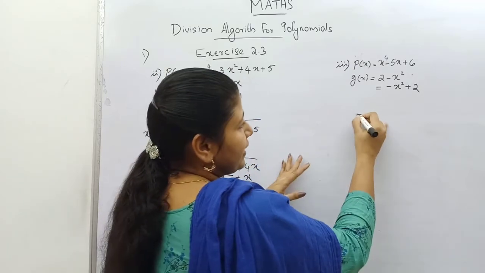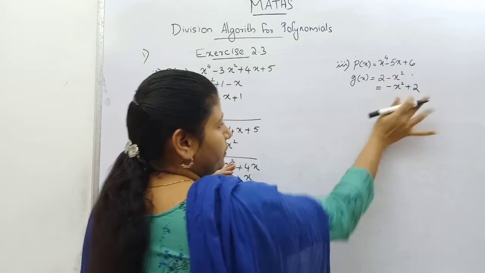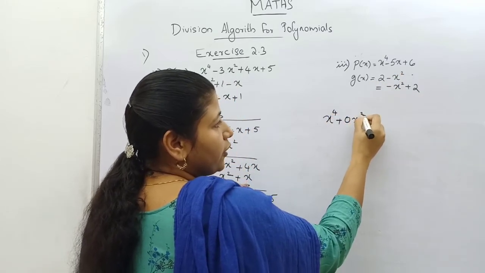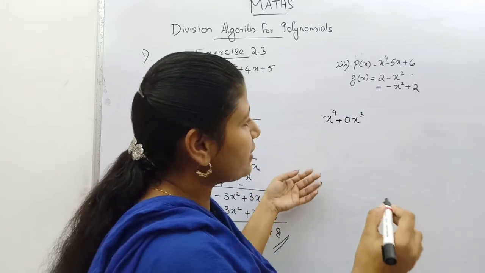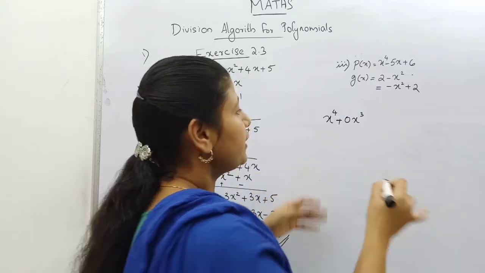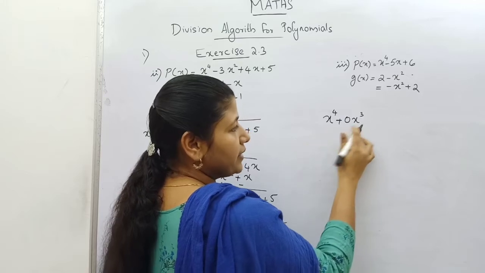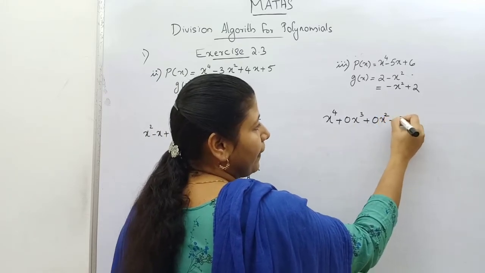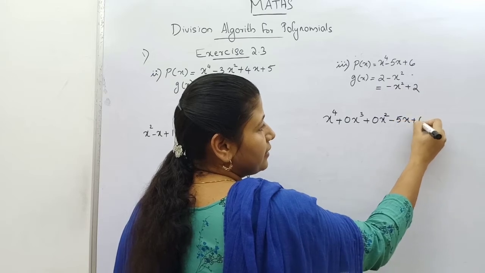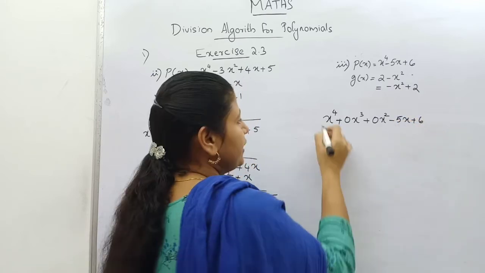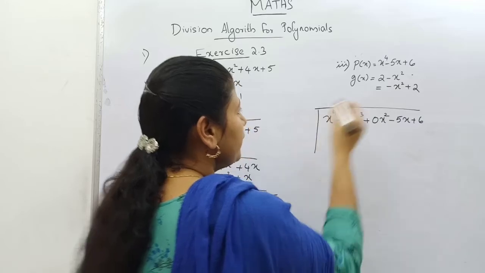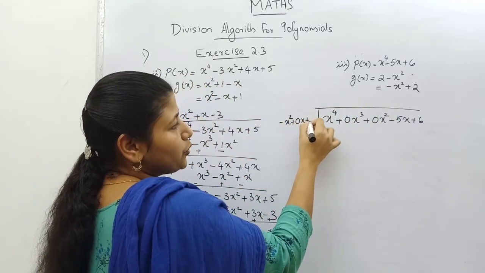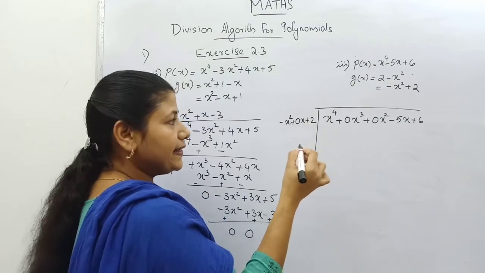Just like that, x raised to 4 plus 0x cube. Whichever terms are missing, you can substitute there 0. Then you can write x raised to 4 plus 0x cube plus 0x square minus 5x plus 6. Now this is in the standard form. And divide with, here also, negative x square plus 0x plus 2. Okay, then it will be very easy.